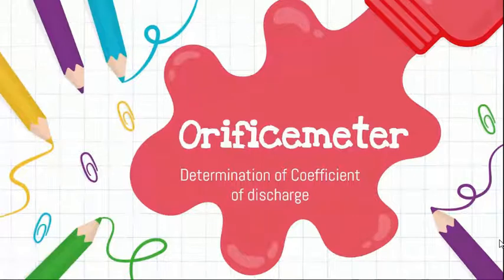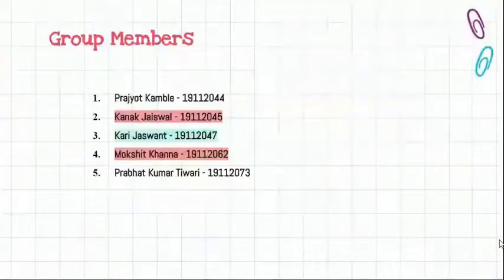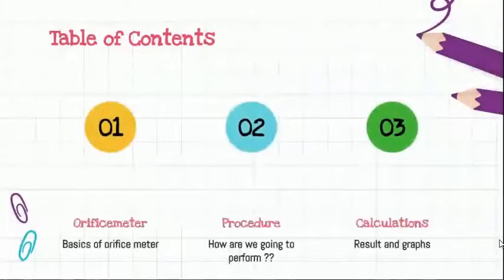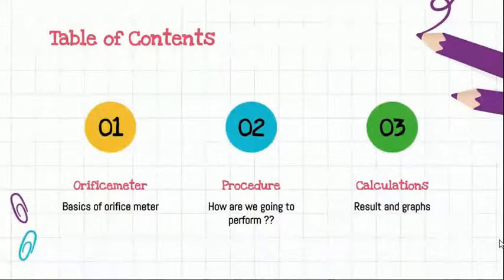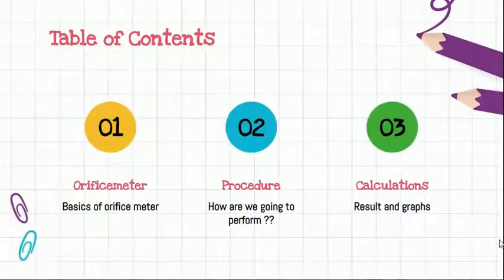Virtually, we are going to learn today about the orifice meter. What exactly is an orifice meter, and what is the parameter that we are going to use? That is basically the coefficient of discharge. So, while studying this, the parameter we will be using is the coefficient of discharge.